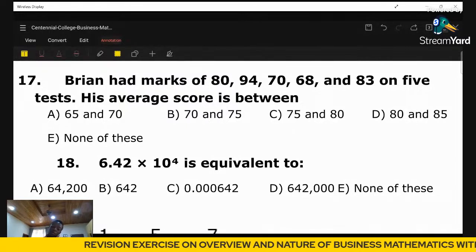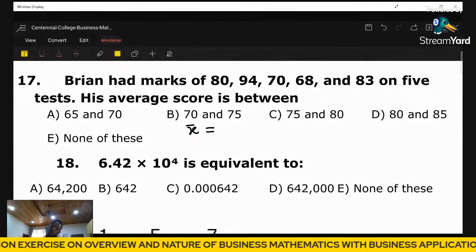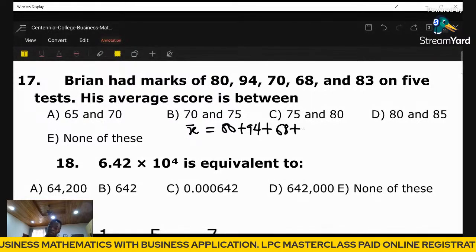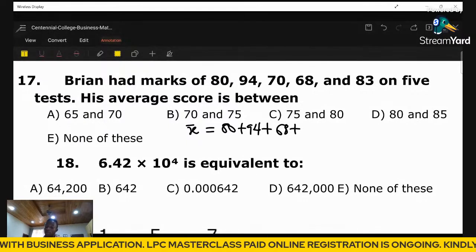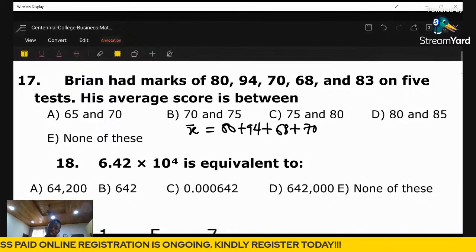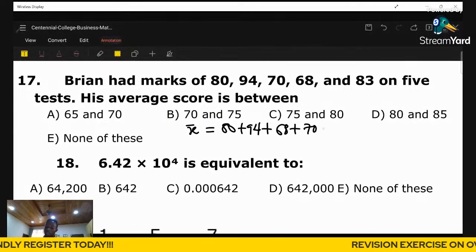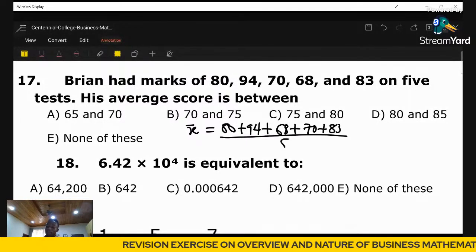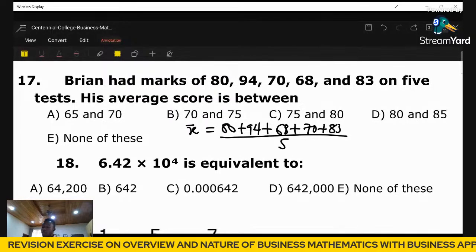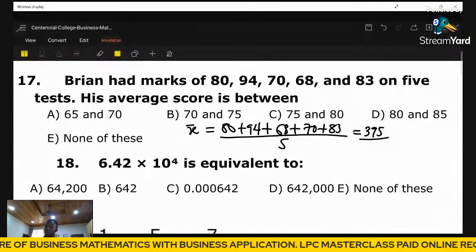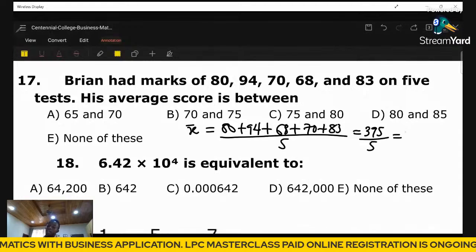So let's see. That becomes X bar, and that should be equal to 80 plus 94 plus 68 plus 70. Remember, additions are commutative. If I add 70 plus 60, it's the same thing as 60 plus 70, so don't be bothered about the position of the numbers. Plus 83, right? And then divide all by how many numbers you have here? 5. When you add all the numbers, you should get 395, and then divide all by 5. In my case, I had 79.